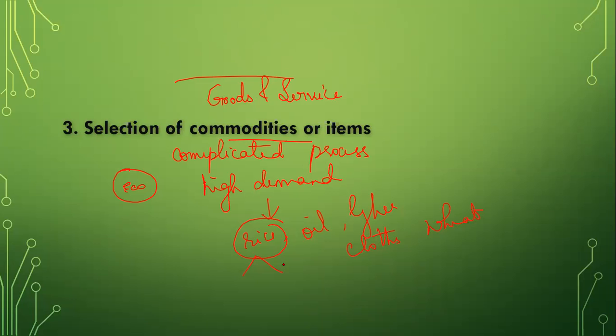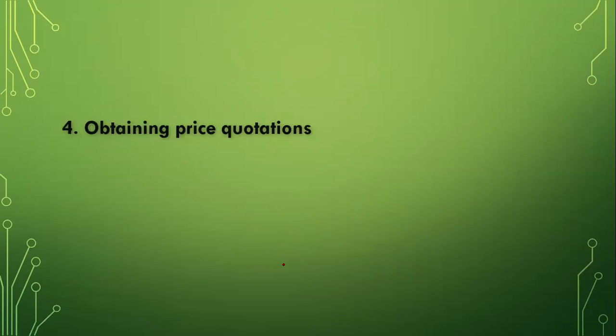Fourth one, obtaining price quotation. Now what happened, you have selected the goods. You have set the objective, you have selected the base, you have selected the commodity, the goods and services. Next you have to obtain, you have to select the price quotation.